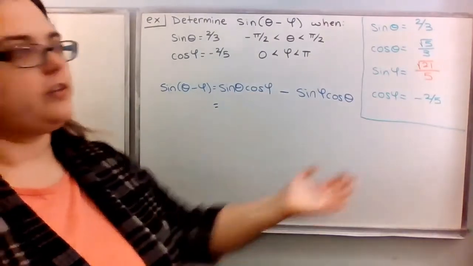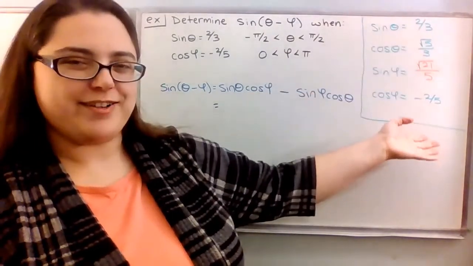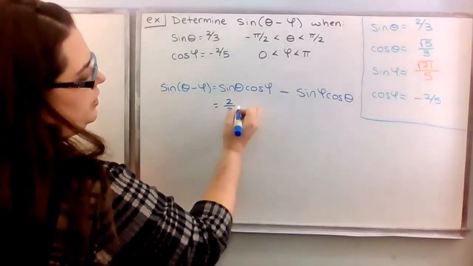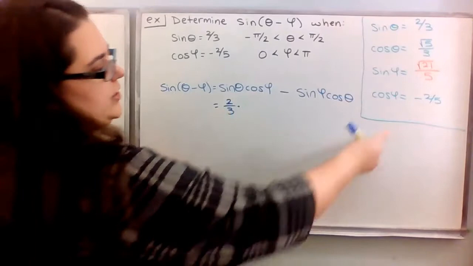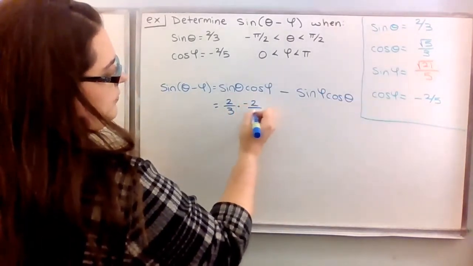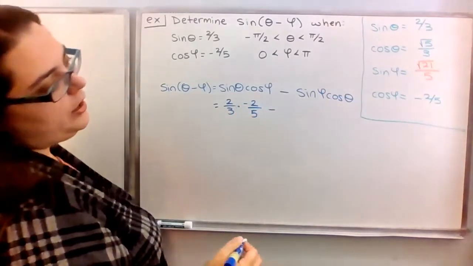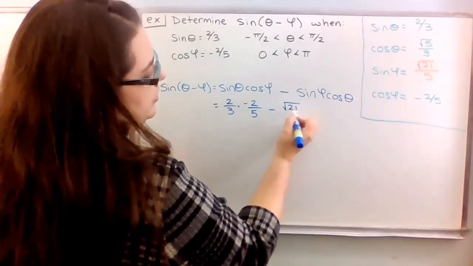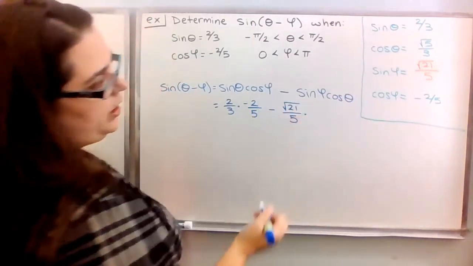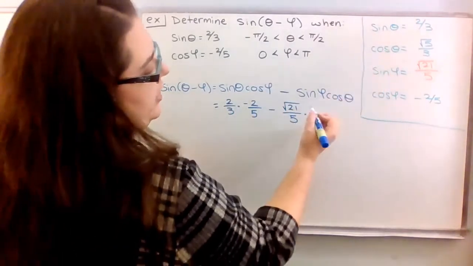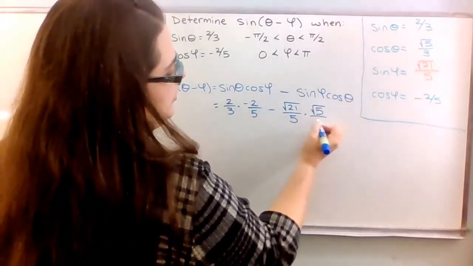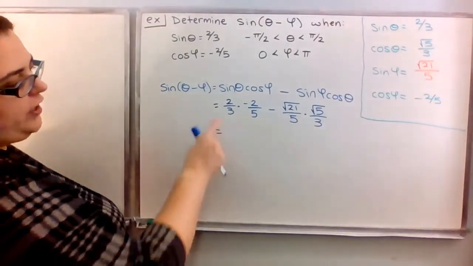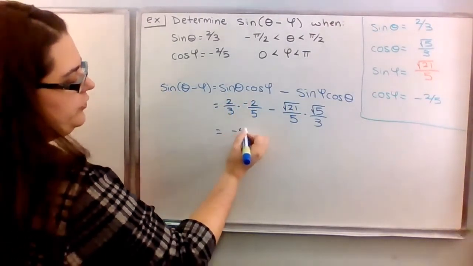Now we just substitute in the values that we were given and that we worked so hard to find. So sine of theta is 2/3. Cosine of phi is negative 2/5. Sine of phi is √21/5. And cosine of theta is √5/3. So over here on the left, we're going to get a negative 4/15.